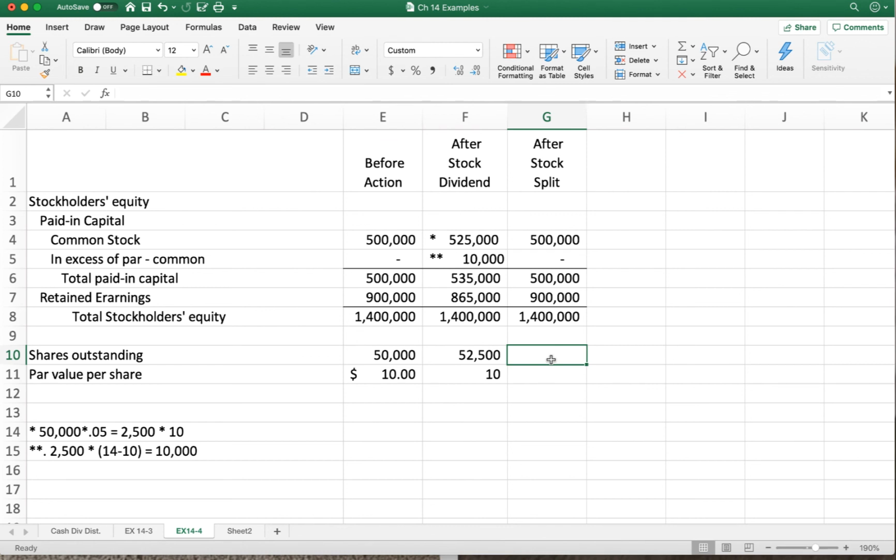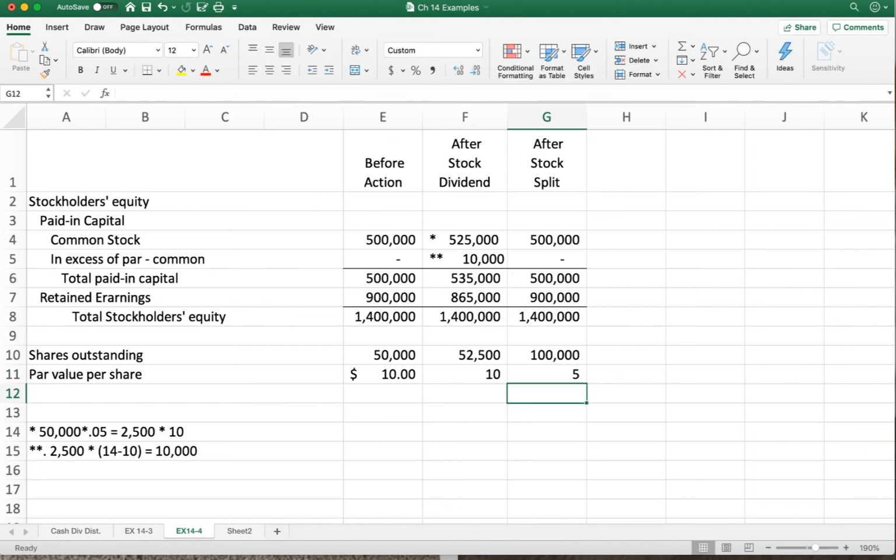Now, how many shares outstanding do I have? Well, think about it. It was a 2-for-1 split. So we had 50,000 outstanding. Those people now get double of what they had. So if there's 50,000 outstanding, that must mean I have 100,000 shares outstanding. The par value is going to be cut in half, right? Why half? Because it's a 2-for-1 stock split. So instead of the par value being 10, it's now going to be 5.